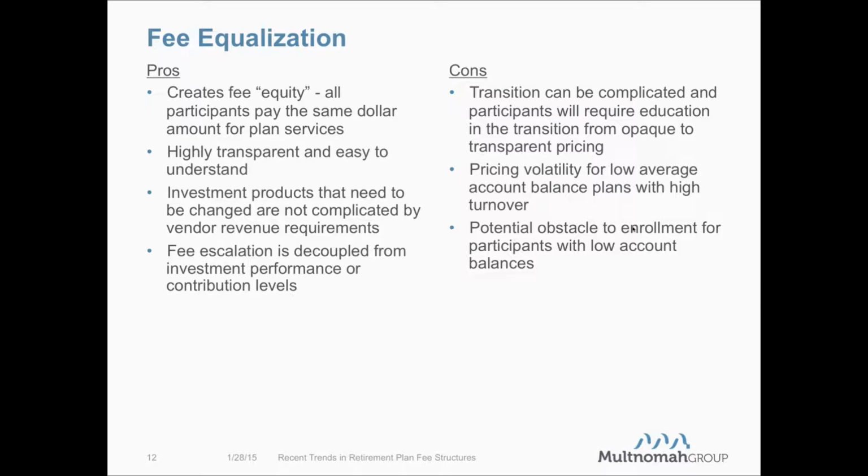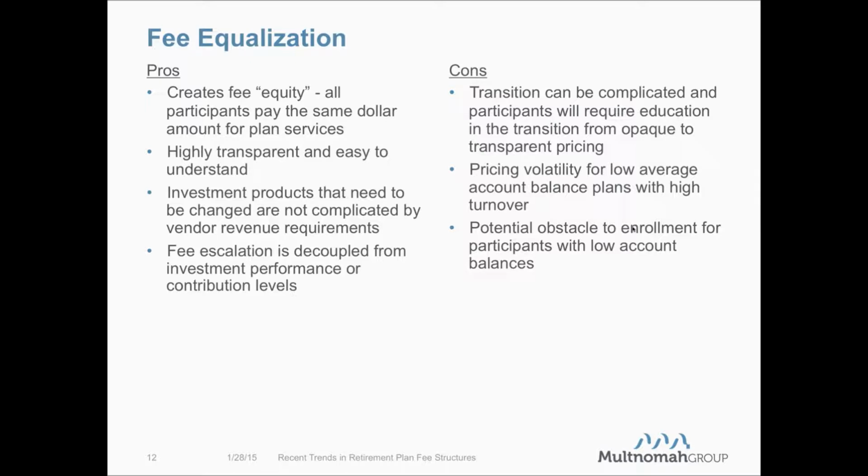Certainly you have the ability to auto-distribute those with de minimis account balances, but that process typically only happens annually. So if you're going to go to this type of model for those, again, high volume, low average account balance plans, you may have to go to a more frequent methodology for having those accounts distributed. And again, that correlates to the next issue, which can be a potential obstacle to enrollment for participants with low wages or low average account balances.